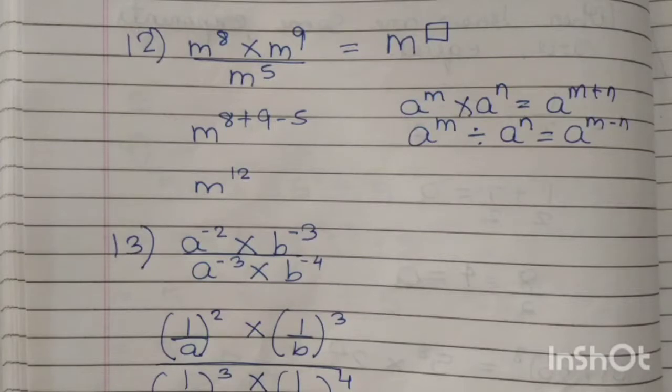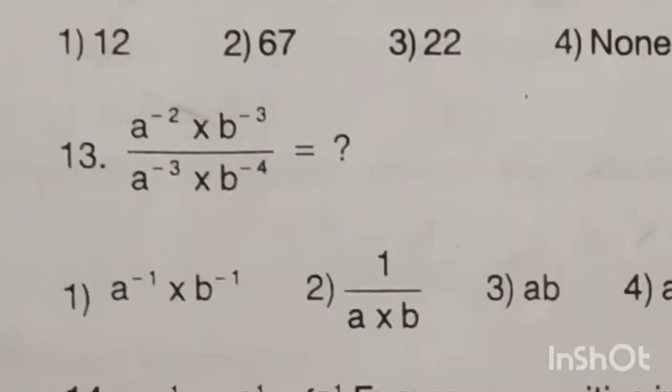So it will be m to the power 8 plus 9 minus 5, which will be m to the power 12, and you will get the answer as 12. Or you can do it separately also, m to the power 8 plus 9 divided by m to the power 5, and then you can subtract. So the answer for the 12th question is option 1, 12.